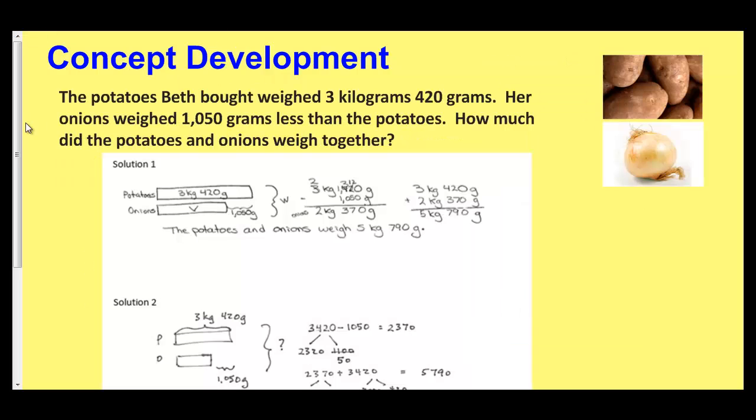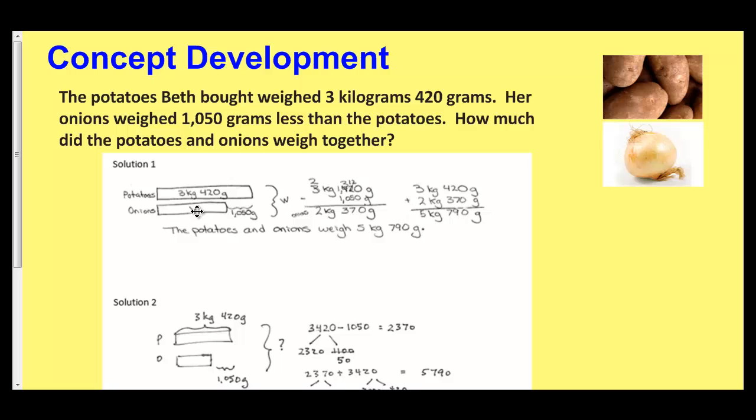Okay, so you're going to notice that I have 2 different solutions here. They both get the exact same answer. I just want to walk you through this really quickly. So you can see here that I modeled the weight of the potatoes, and then this is the weight of the onions. So the V represents the weight that I did not know. I do not know how much the onions weigh. All I know is that it's 1,050 grams less. That's why there's this empty space here.